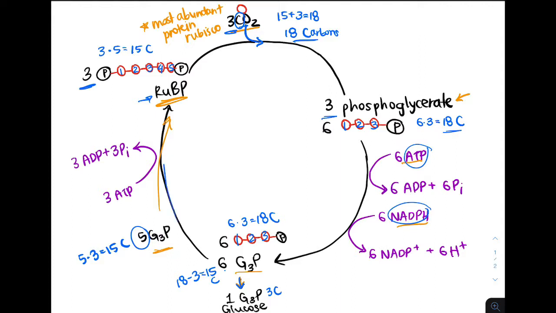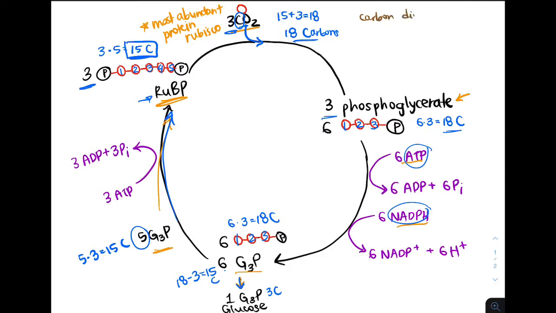We will regenerate RUBP, and as we expected, RUBP has 15 carbons. This is why we call this a cycle. The molecule that we start with is the same molecule that we end with. Now let's understand why this process happens.